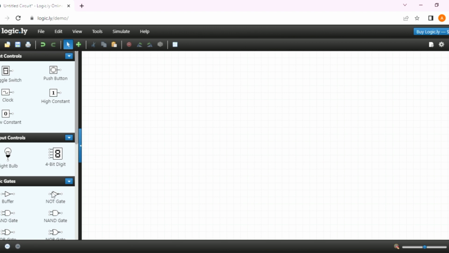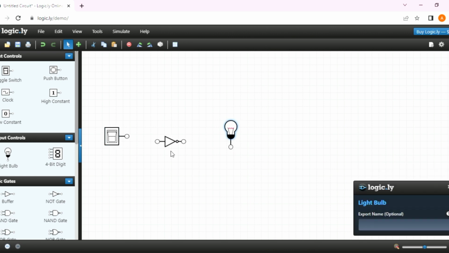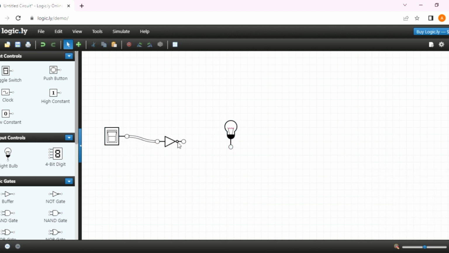Next, we are going to see the NOT gate. In the NOT gate, there is only one input and one output. The output of the NOT gate is the complement of its input. When the input is 0, the output is 1. When the input is 1, the output is 0. This is the circuit of the NOT gate.